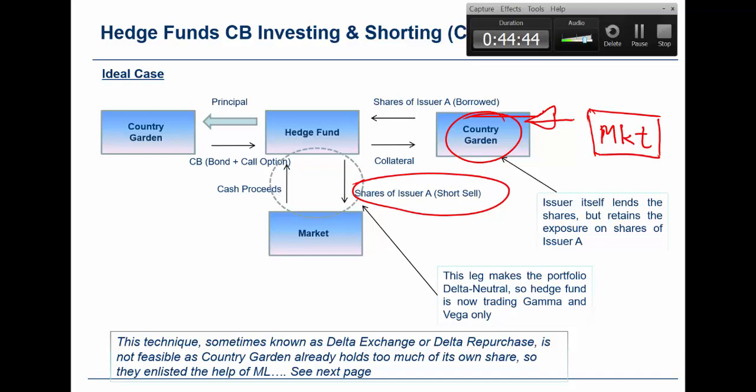There's a name for this technique. It's called delta exchange or delta repurchase. That is when the issuer, you don't have to know that, okay? When the issuer is providing the shares to the hedge fund for them to hedge their delta, okay? It's called delta exchange or delta repurchase.